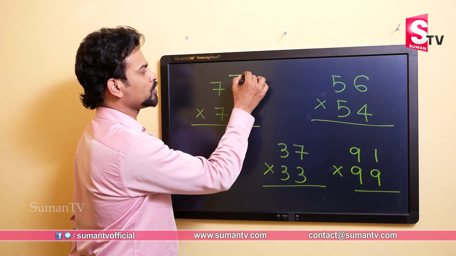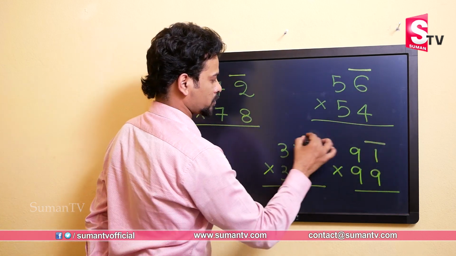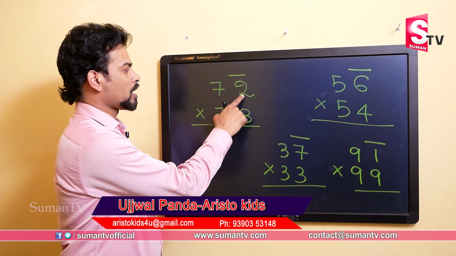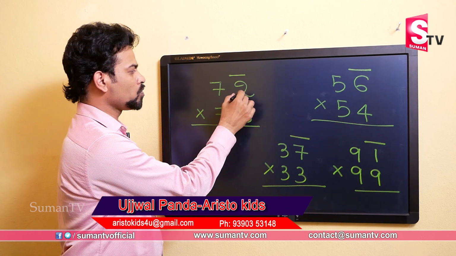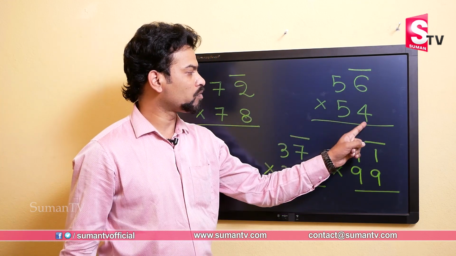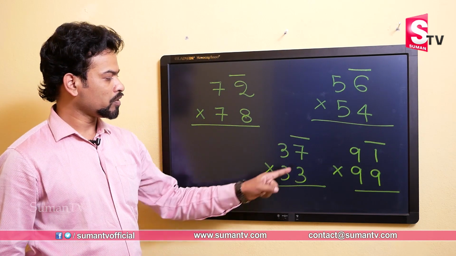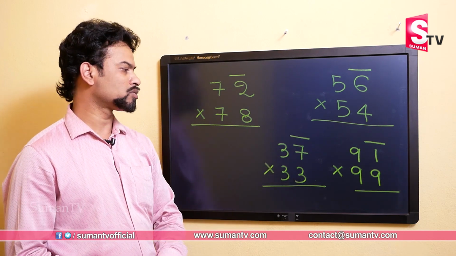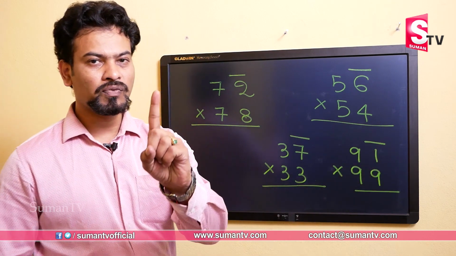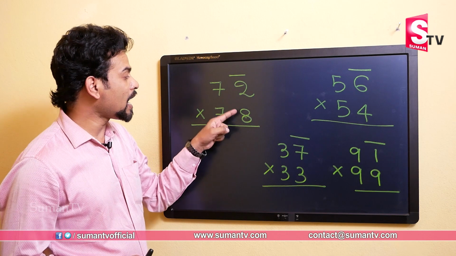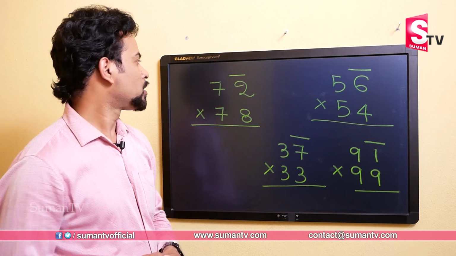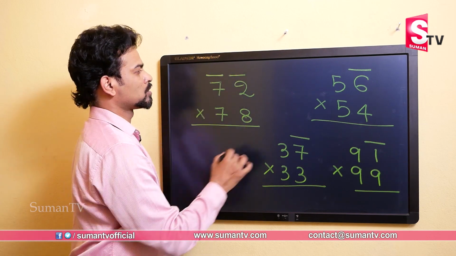Let's see first the unit places of all the numbers. If we are adding the units 2 and 8, that is 10. We are adding 6 and 4, that is also 10. If we are adding 7 and 3, that is also 10. If we are adding 1 and 9, that is also 10. So this is the first similarity, that if you add the unit digits of these two numbers, it should come to 10.